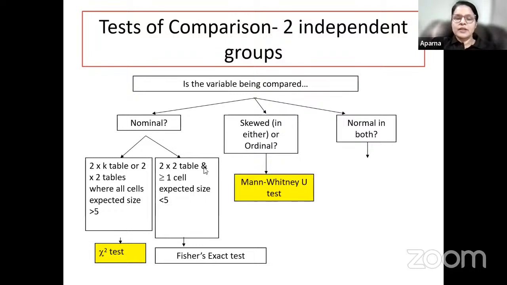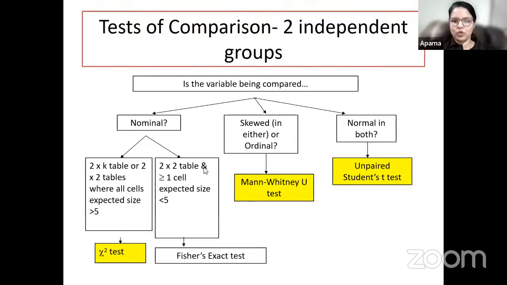On the other hand, if you had skewed data, either categorical or ordinal data, in either of the two groups, if the distribution is going to be skewed, then we are going to use something called a Mann-Whitney U test. Whereas if the variable is normally distributed in both the groups, then we are going to use a student's t-test.